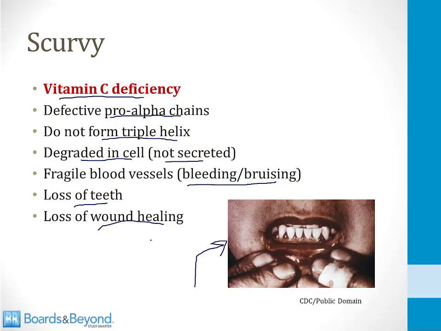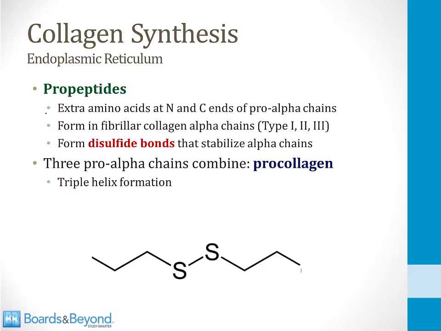Back to our discussion of collagen synthesis. In the endoplasmic reticulum, some of the pro-alpha chains have molecules attached to their end called propeptides. Propeptides are extra amino acids, that's why they're called peptides, that are attached to the N and C ends of the pro-alpha chains. Remember that proteins like pro-alpha chains have one end that is an amine group, that's the N end, and another end that is a carboxyl group, that's the C end, and both of these ends have propeptides attached in some of the pro-alpha chains.